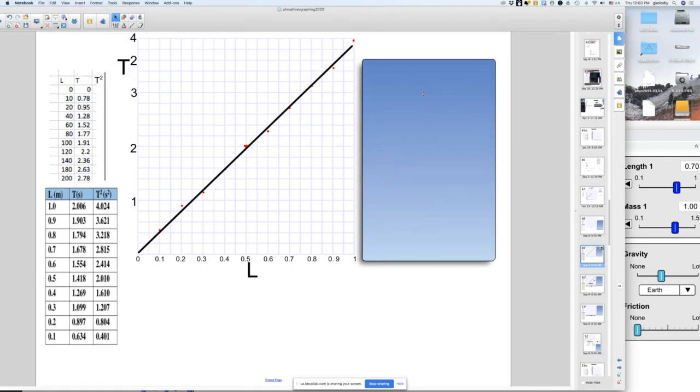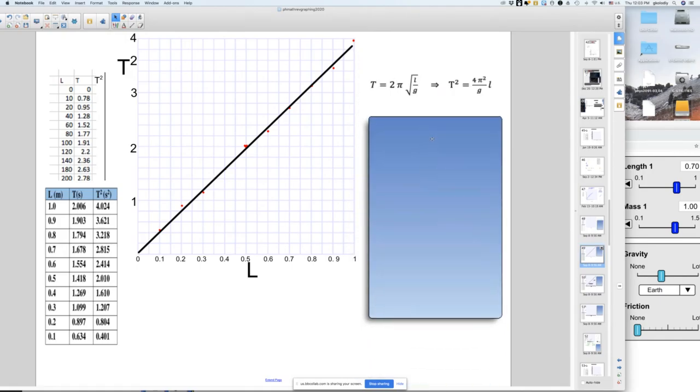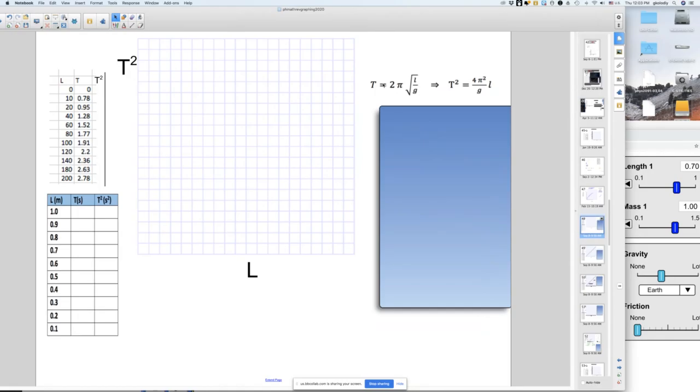Now, let me go back to the previous slide. I should have done that before. It turns out, and we'll find later in the semester, that the period and the length, this is supposed to be the length over here, are related by this equation. The period is 2 pi square root of L over g, where g is the same g we found before, 9.8. It's one of the constants of nature.